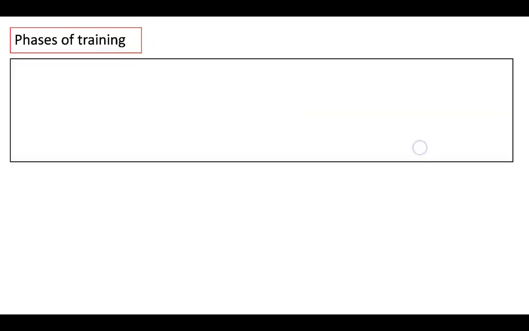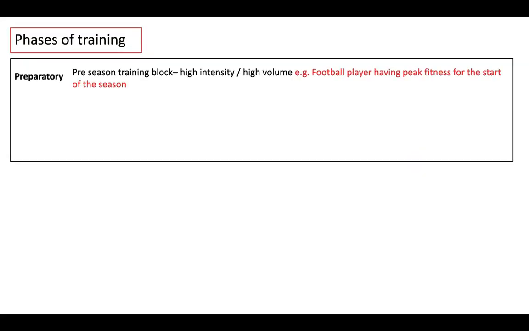So, phases of training. We have three distinct phases of training. First one is the preparatory phase. So this is the pre-season training block. This is when we have high intensity and high volume. We're going to use football as an example with regards to phases of training.